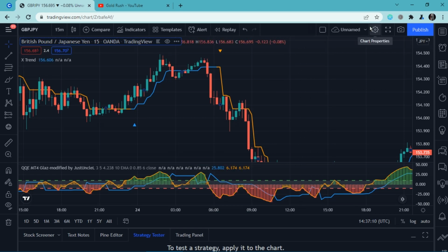Hey guys, in today's video we'll be talking about two very profitable and unique TradingView indicators: the X trend indicator and the QQE mod indicator. If you want to know how we tweak these indicators to give us consistent profit, watch the video till the very end.